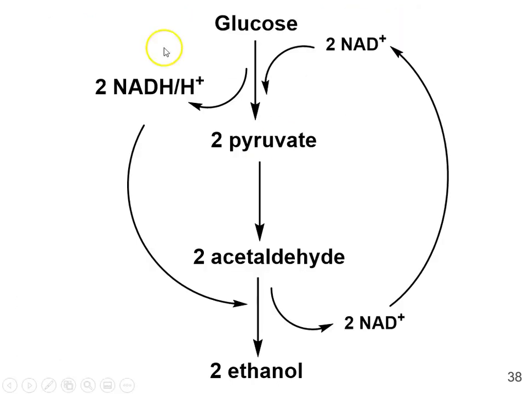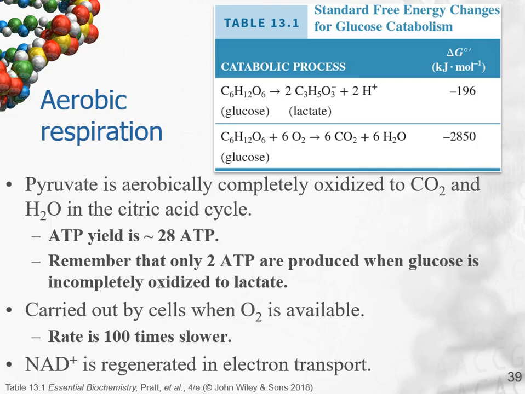So to summarize, glucose goes to 2 pyruvates, 2 pyruvates go to 2 acetaldehydes, and then acetaldehyde goes to ethanol. And again, the NADH generated in glycolysis is used in the acetaldehyde to ethanol reaction. And now we regenerate our NAD+, which is good. We have to regenerate our NAD+ for glycolysis to keep going.